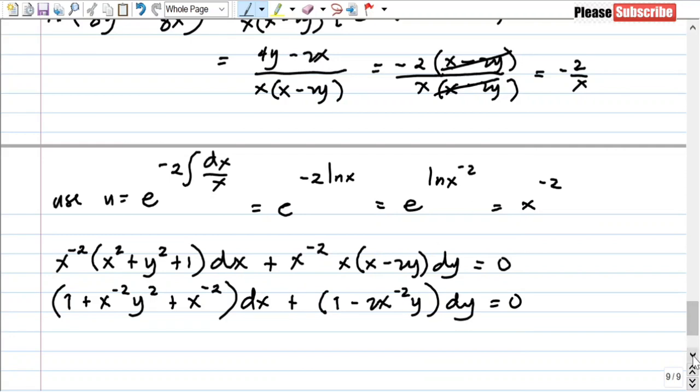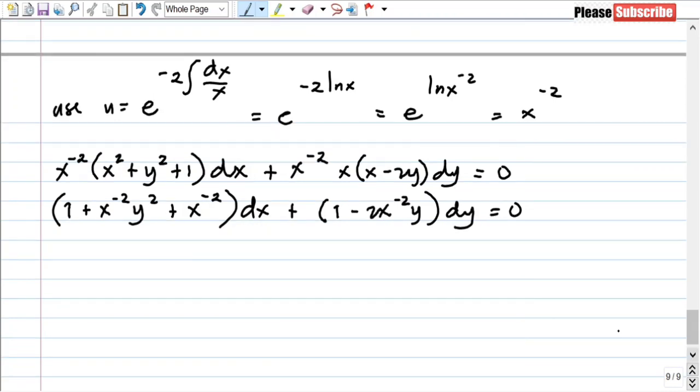So, ayan, multiply na natin. The next thing we have to do is to see the magic. Tingnan natin kung exact na sila. Okay, let's try. So, test for exactness ulit. The partial derivative of m with respect to y. And, so, we have 2x to the negative 2 y. Okay? So, dito naman sa kabila, the partial derivative of n with respect to x. Let's try. So, ito, mag-positive na siya.